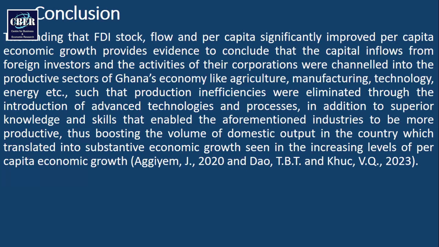The finding that FDI flow and per capita significantly improved per capita economic growth provides evidence to conclude that the capital inflow from foreign investors and the activities of their corporations were channeled into the productive sectors of Ghana's economy, like agriculture, manufacturing, technology, energy, etc., such that production inefficiencies were eliminated through the introduction of advanced technologies and processes, in addition to superior knowledge and skills that enable the aforementioned industries to be more productive, thus boosting the volume of domestic output in the country, which translated into substantive economic growth seen in the increasing level of per capita economic growth.